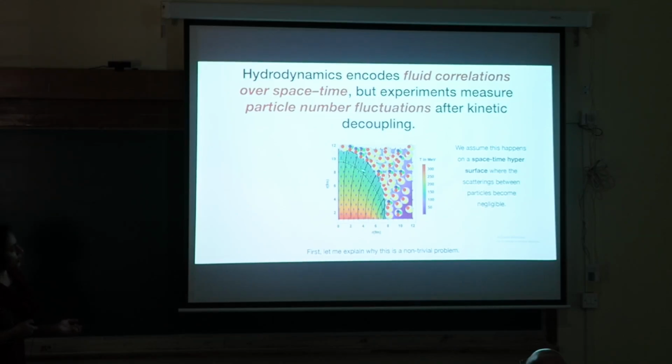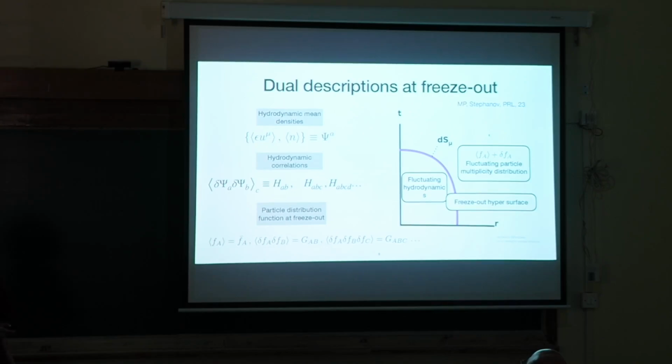Now we want to determine what the particle multiplicities are on this space-time hypersurface, where there were interactions, any kind of interactions, elastic or inelastic. This is a somewhat non-trivial problem and I'll discuss why it is. In order to go into the details, I'll have to introduce some notation.